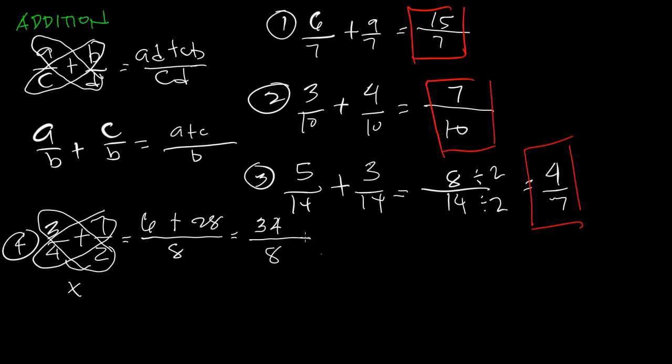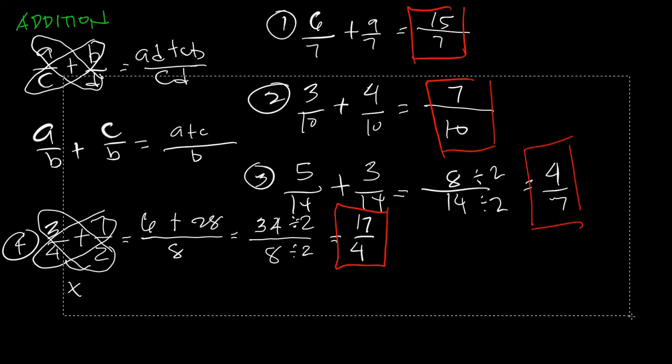Ngayon, ito, pwede pa natin siyang ma-reduce. Since they are both divisible by 2, i-divide natin siya by 2. That is their GCF, 2. 34 divided by 2 is equal to 17 over 4. So that is our final answer. Okay, let's move on to the next example.